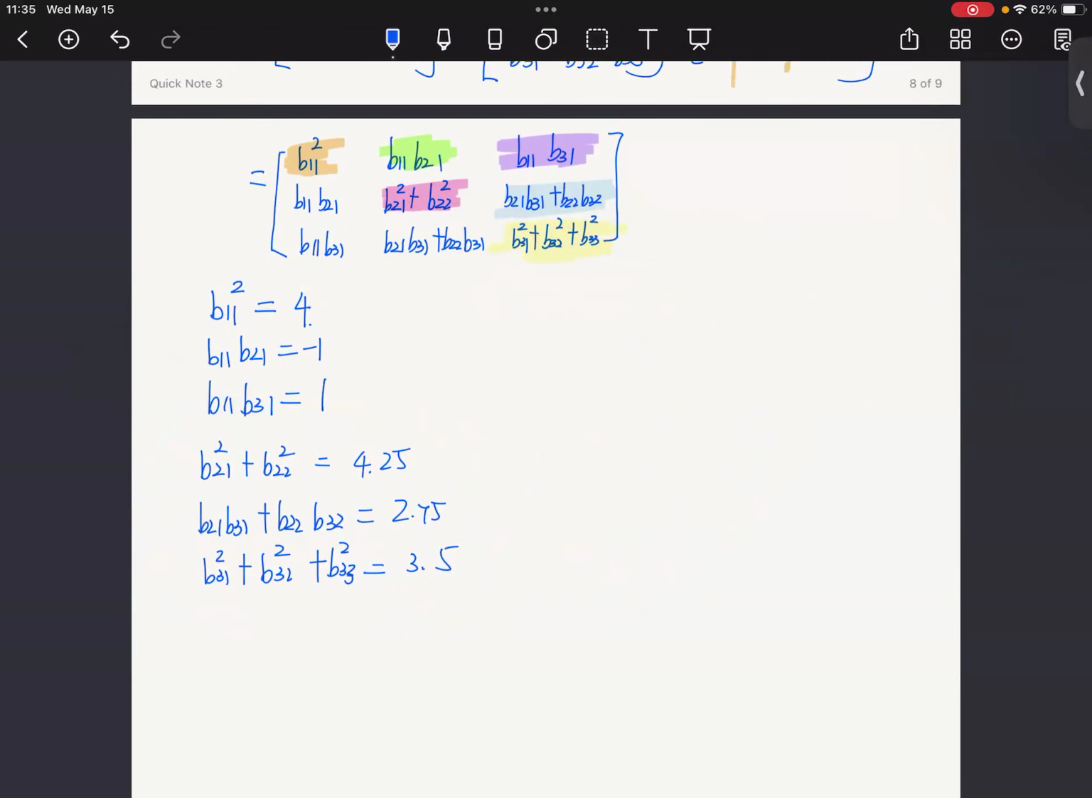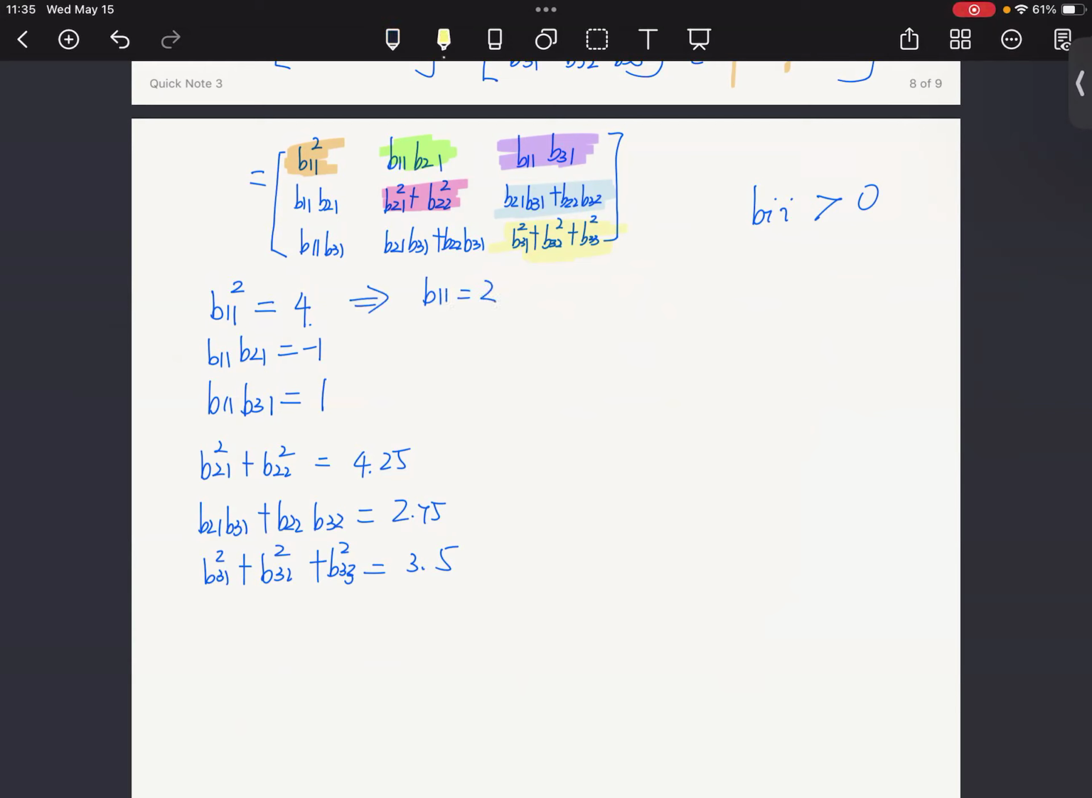And don't forget that I'm going to require that the Bii is a positive number. You immediately see why I require that B11, or Bii, is positive, because it could be negative or positive. But in the factorization theorem, we restrict the Bii number to be positive. So the B11 should be 2. B11 should be 2.